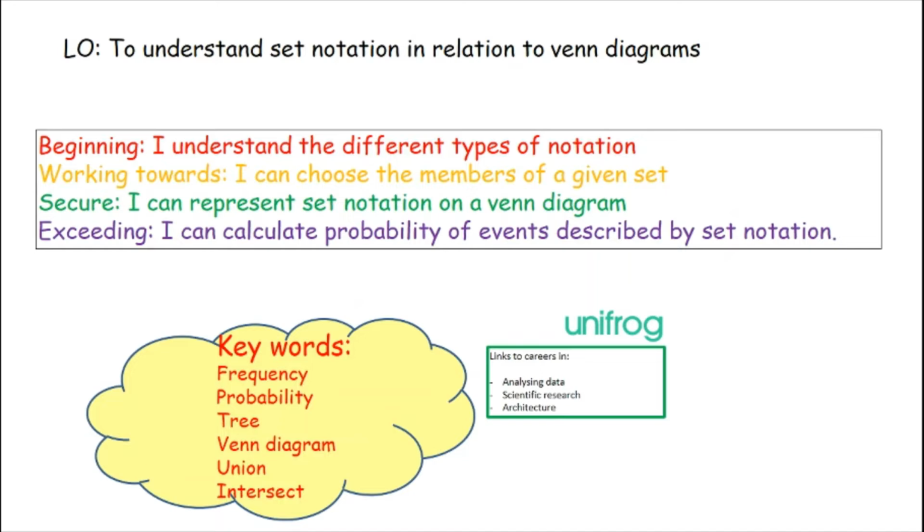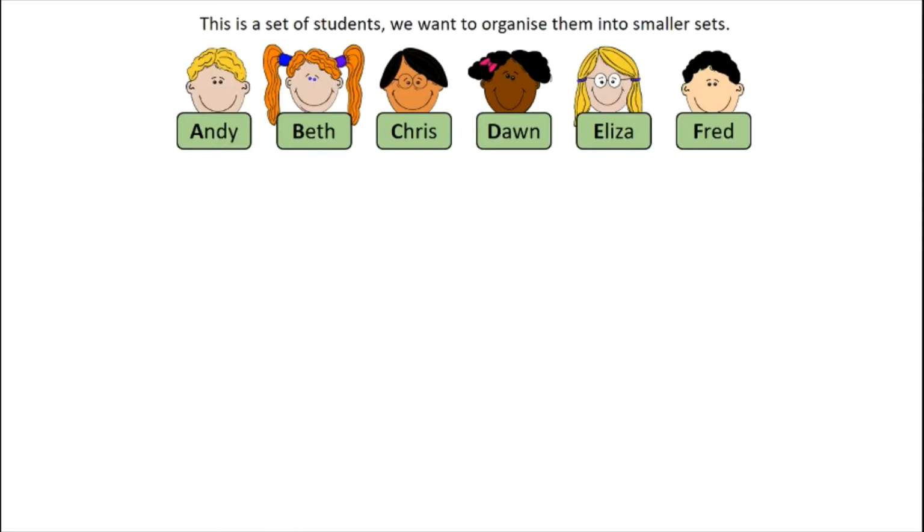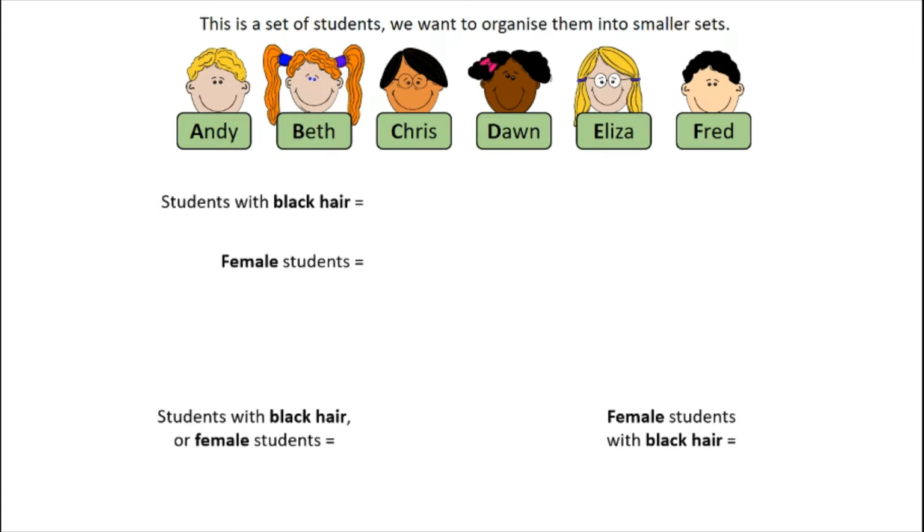Okay, so today we're going to be looking at Venn diagrams again, but with using set notation. So we're going to start with a question about 6 students. And we're going to organise them according to whether they have black hair and whether they are female or not.